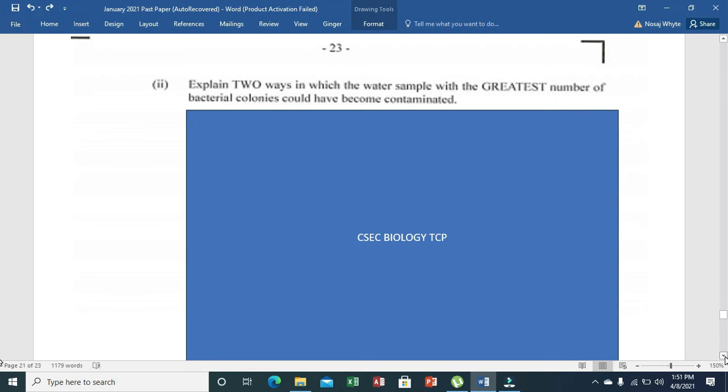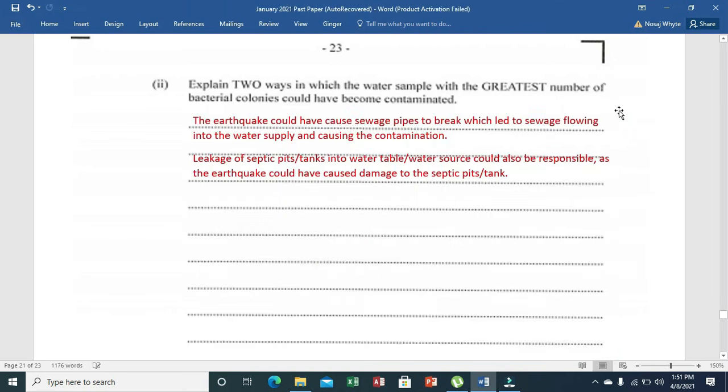Explain 2 ways in which the water sample with the greatest number of bacterial colonies could have become contaminated. All right, so what could have caused this water contamination? Bear in mind, these samples were taken right after an earthquake. So you know what earthquake would have done, would have shaken buildings to the ground, would have, of course, damaged and disrupted infrastructure, that type of thing, and it would not be lenient on our sewage system or our septic pit. So these are some things we need to take into consideration.